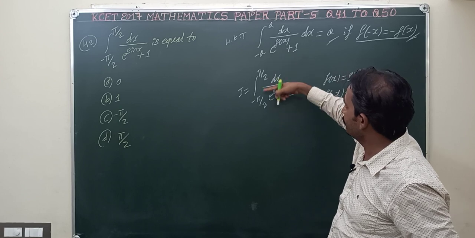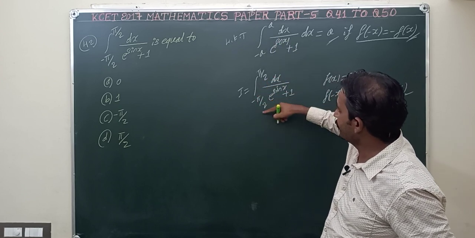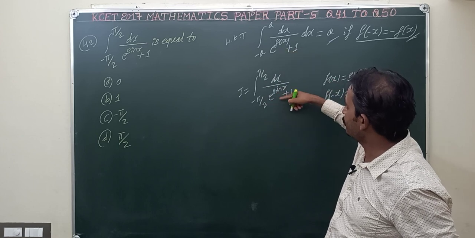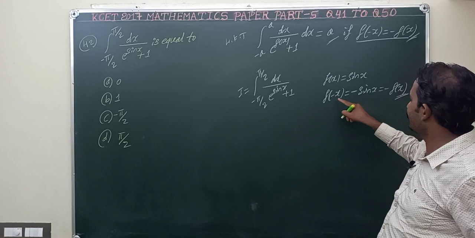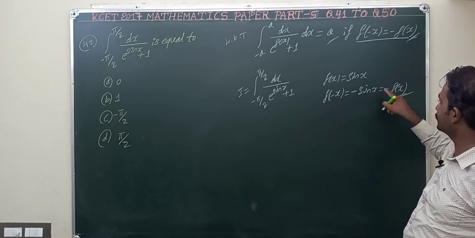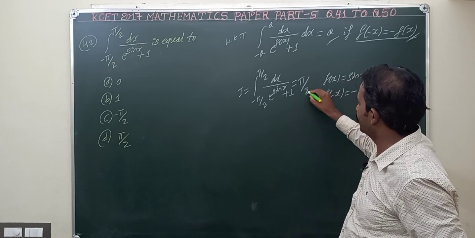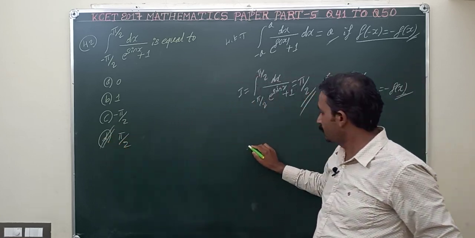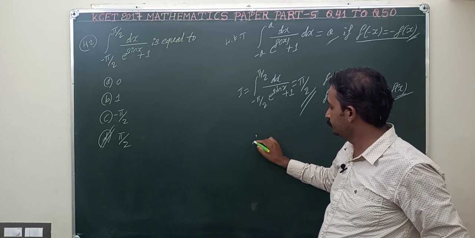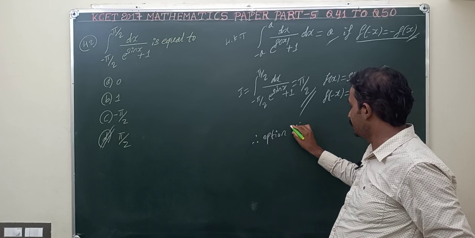Similarly we can treat this question: minus a to a is minus pi by 2 to pi by 2, dx as it is, e power sin x plus 1. Here f of minus x is equal to minus f of x. Directly we can write a, that is pi by 2. So the answer is pi by 2. Option D is correct. Therefore option D is correct.